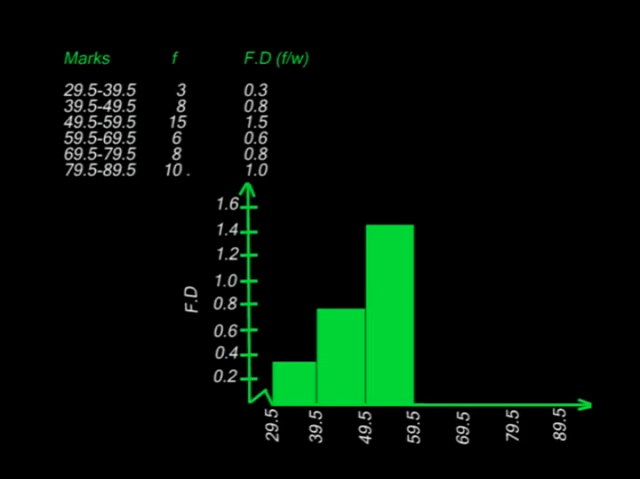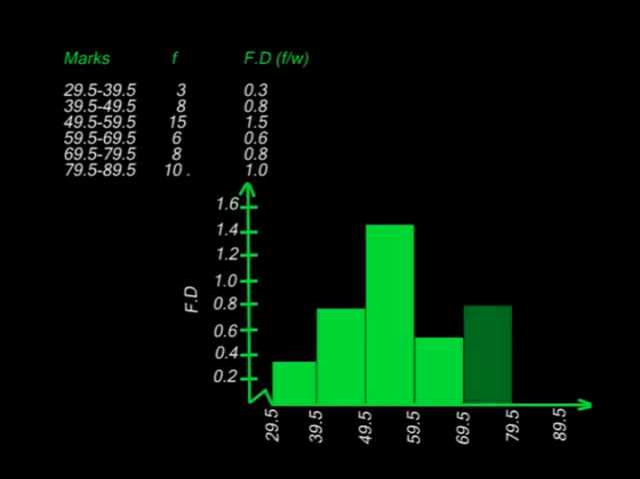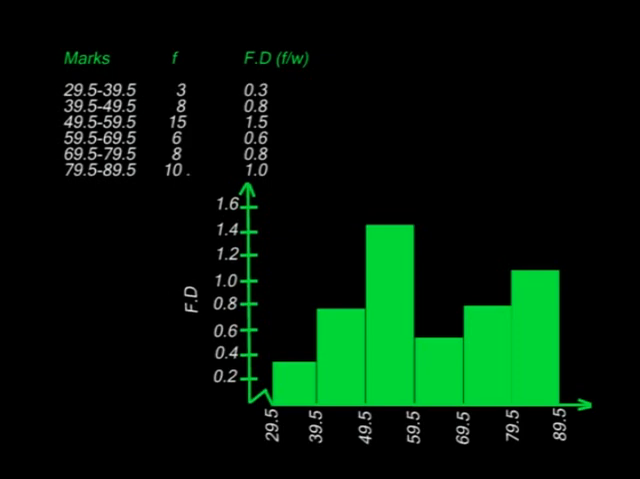Moving on, 59.5 to 69.5 is 0.6. We have that bar. From 69.5 to 79.5, we have 0.8. And the last class, we have 1 up to 89.5. So there you have your histogram.